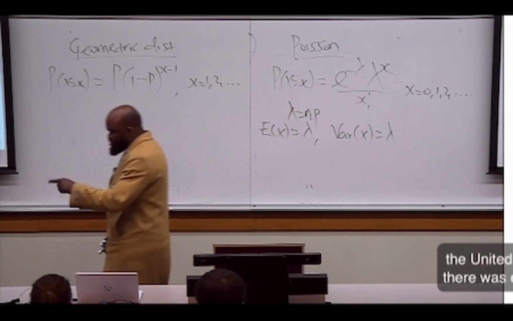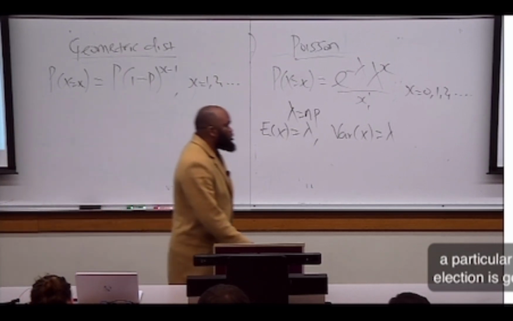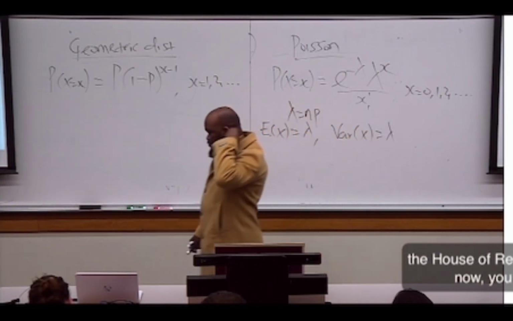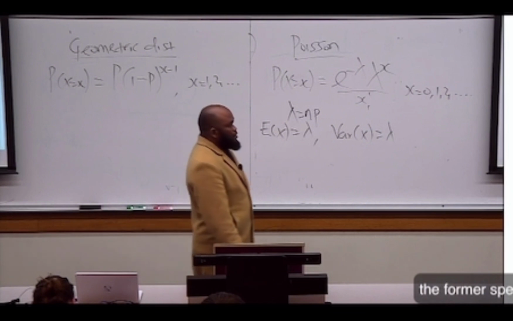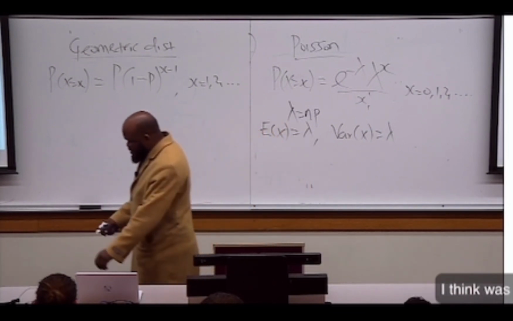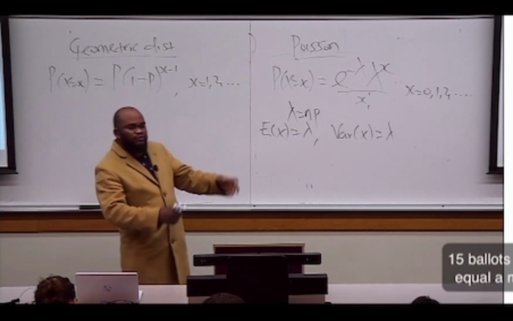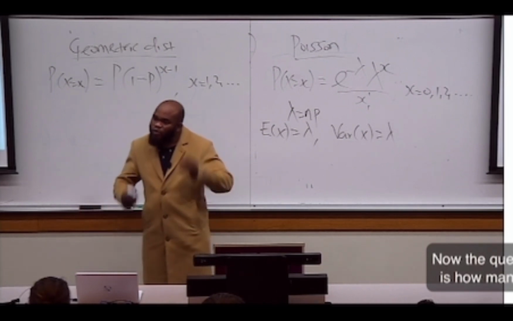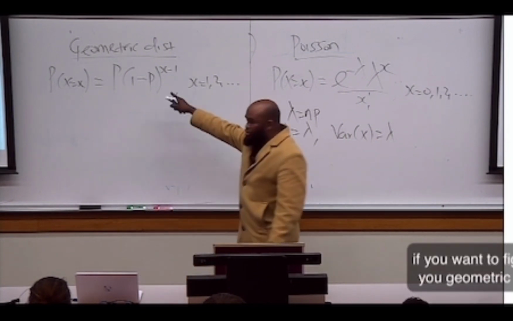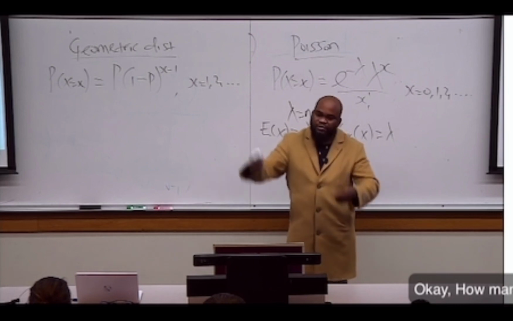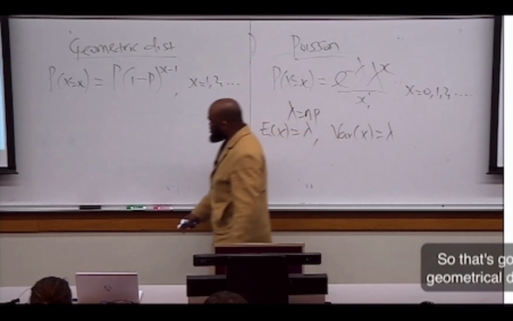For those of you in the United States who follow politics, there was an election. In fact, a particular election is going on in the House of Representatives now. They're trying to select a speaker. To the best of my knowledge, the former speaker, McCarthy, needed like 15 ballots before he could emerge. Now the question is, how many ballots are they likely going to have before the emergence of a speaker? If you want to figure that out, you use geometric distribution: how many trials in a series before they get what they want. So that's going to be geometric distribution.